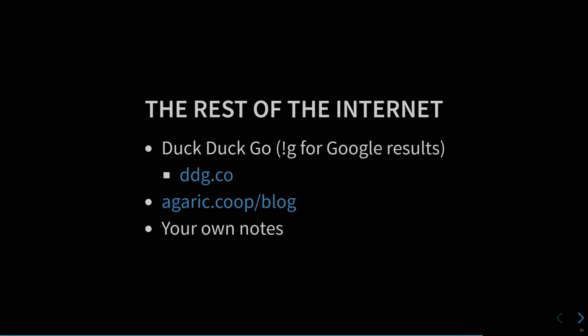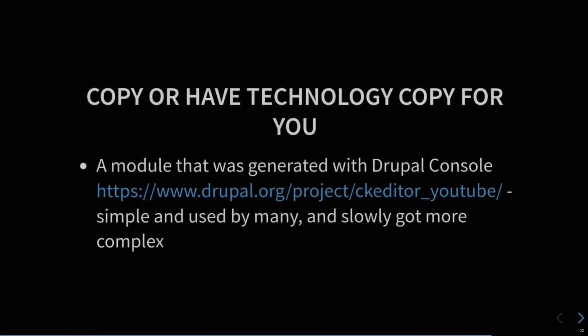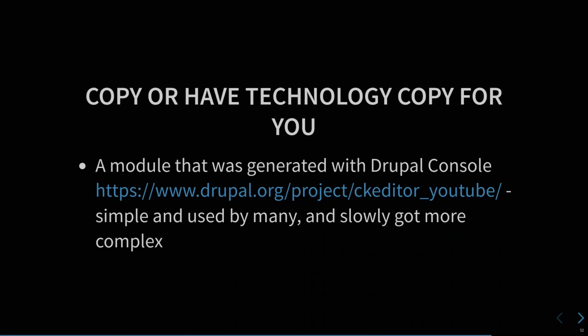There was just now at the top of the planet a good post. You can have technology copy code for you. You can burn down some rainforests to have ChatGPT do the copying for you, but there are also generators to do it. But I usually just copy from a module that I know does something like what I want and make changes.